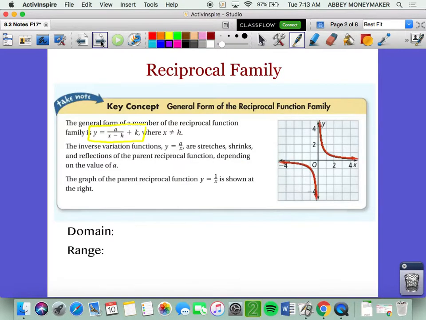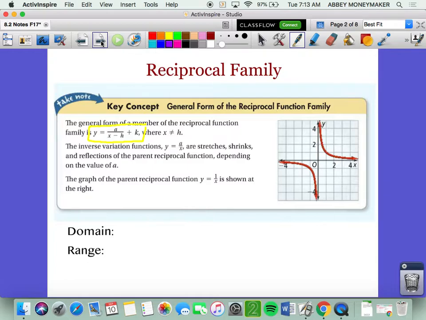So with the reciprocal family, the general form is highlighted right there: y equals a over x minus h, plus k, where x cannot equal h. And obviously x cannot equal h, because what would make that denominator go to if x were h? It'd make it go to 0, that's right. So if I have my denominator at 0, I wouldn't be able to graph the function.